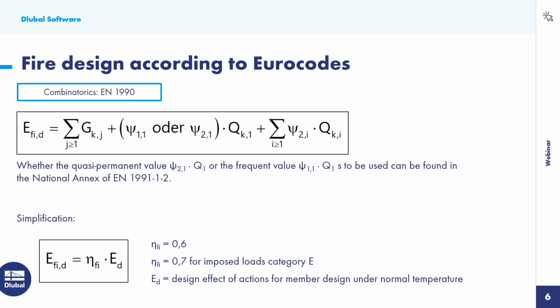As a safe side assumption, the loads from the cold design multiplied by a reduction coefficient can also be used. However, this is generally uneconomical and therefore not recommended, especially when we use a design software that can do the correct combinations anyway, like RFEM.